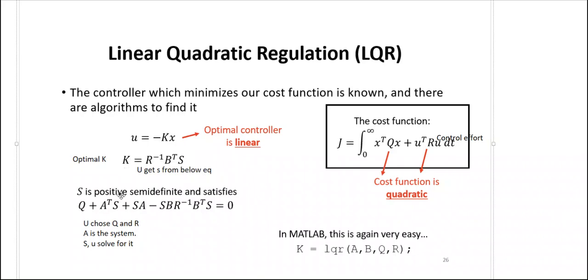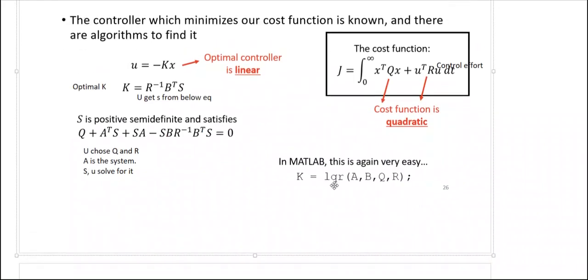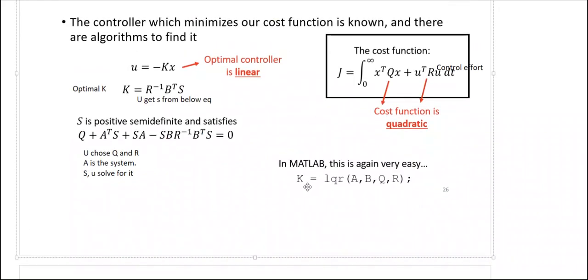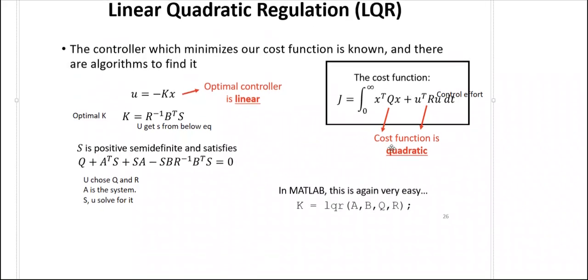And S is obtained from this equation. Q and R are chosen based on the system you have, and A comes from the system. As you solve for it, you get S, then you put it in here and you get K, and you put this K back in here to get the optimal controller. In MATLAB, they do all this math for you: you just type K equals LQR, put in A, B, Q, R, and you put it in there.